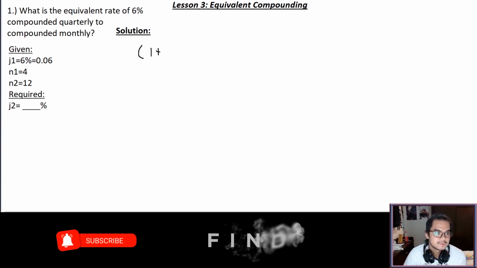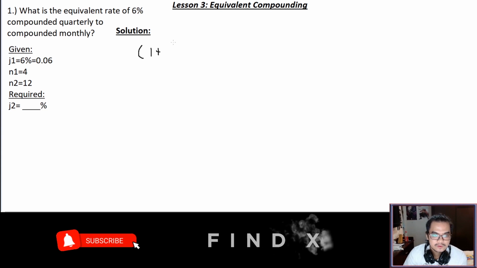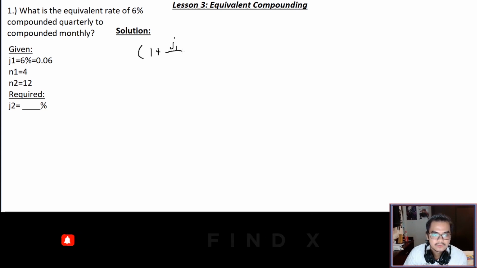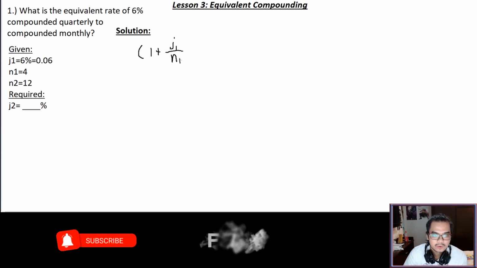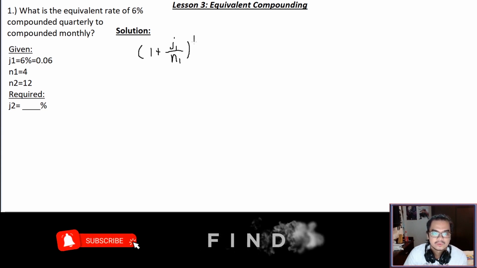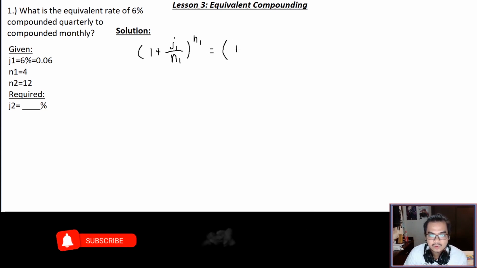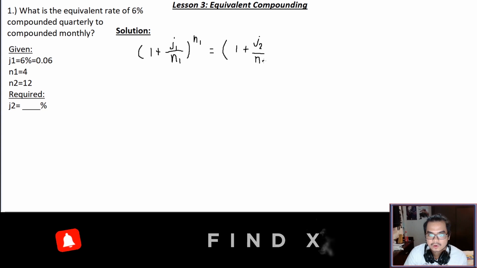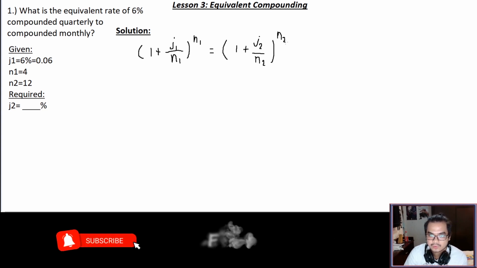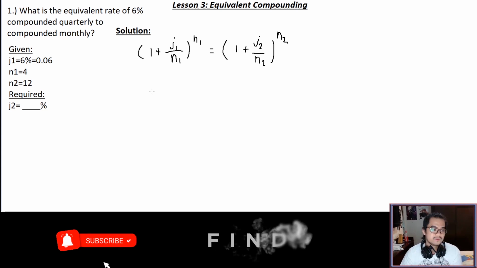So we have here 1 plus J1 over N1 raised to N1. Now this will be equal to 1 plus J2 over N2. Don't forget the raised to N2. Okay, so we all have the givens, right?